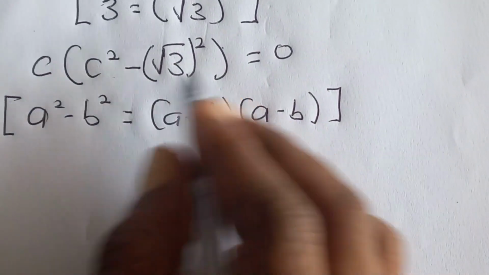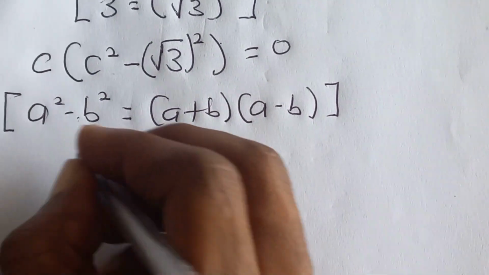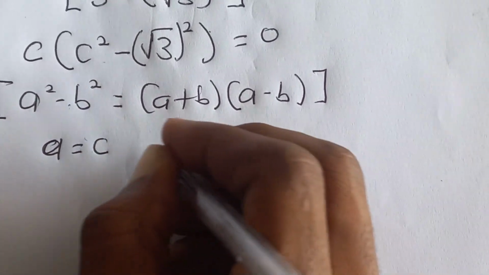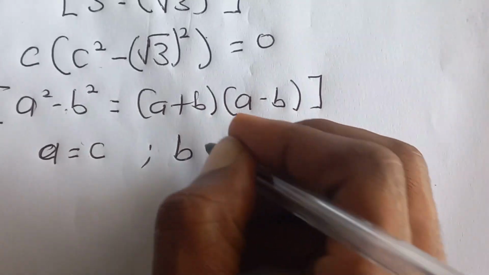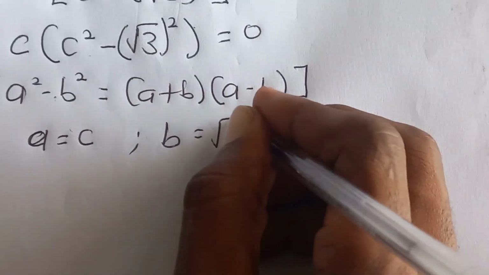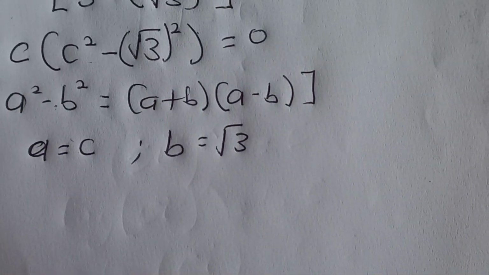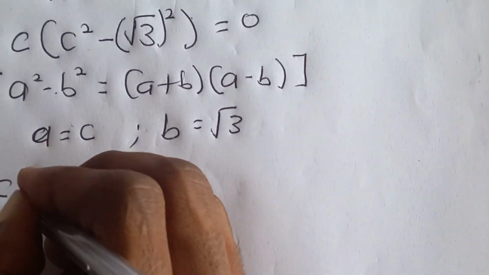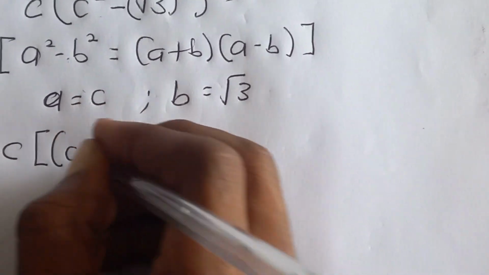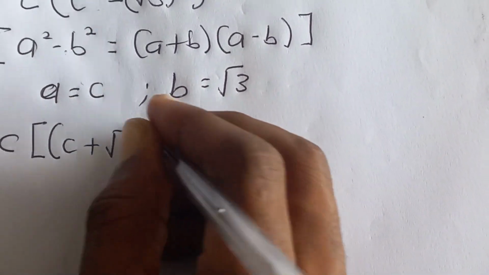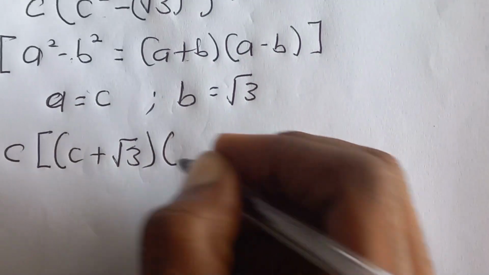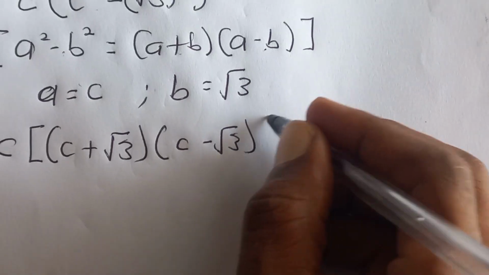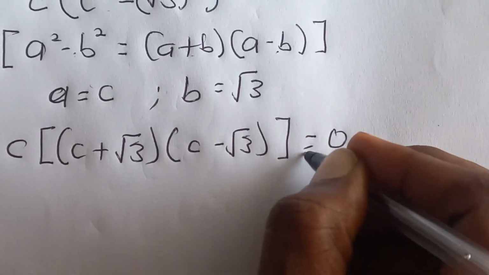So our a, now let's compare. Our a here is c, then our b is √3. So our equation now becomes c(c + √3), that's the first term, then (c - √3), which is equal to 0.